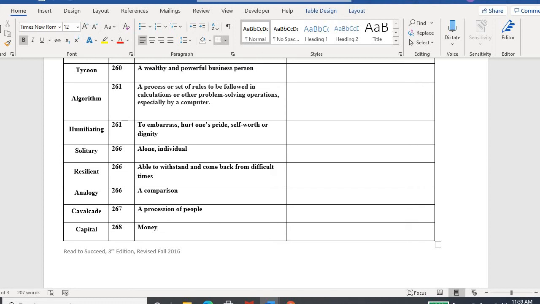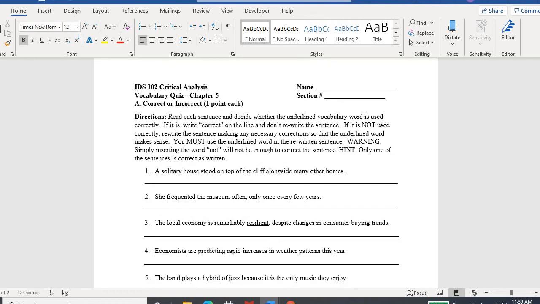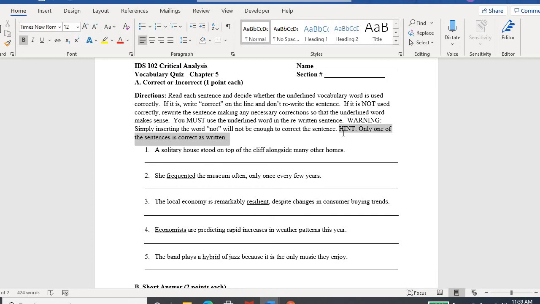All right, so those are the vocabulary words for Chapter 5. Now, for your Chapter 5 vocabulary quiz, I wanted to point a few things out. Odds are, if you're watching these videos, you're not the ones making these mistakes, but on Part A, it says only one is correct. So you should only have the word correct written one time. I'm still having people write down the word correct two or three times.